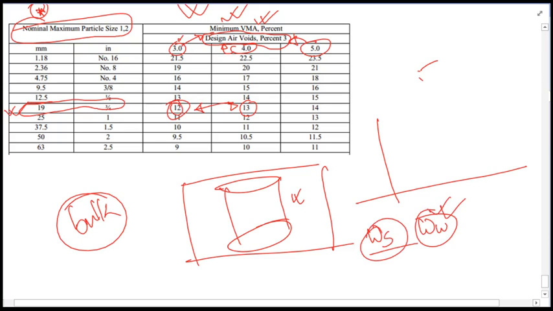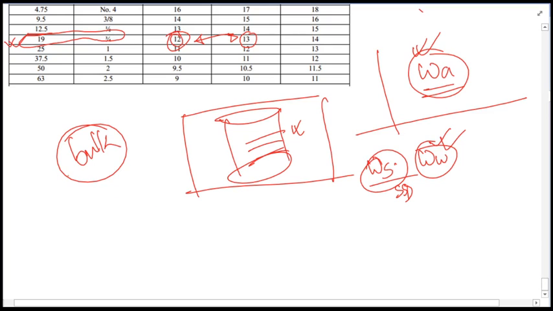WW you can take directly in the water, and WS is the SSD weight. After picking the specimen from the water, you dry the surface and take the saturated surface dry condition weight. The weight in air you will take just before placing it under water for 24 hours. Before that you take the weight in air of this particular sample.